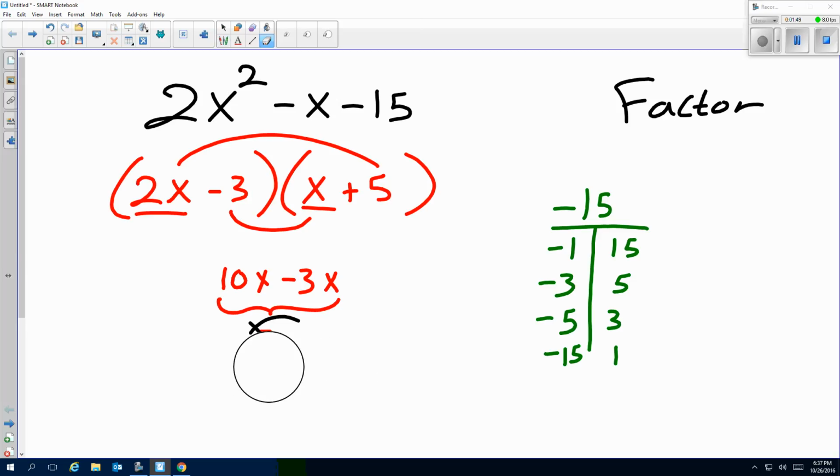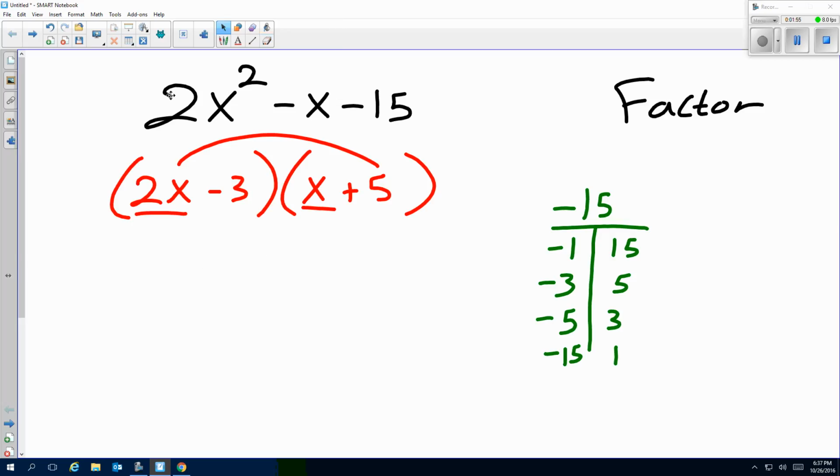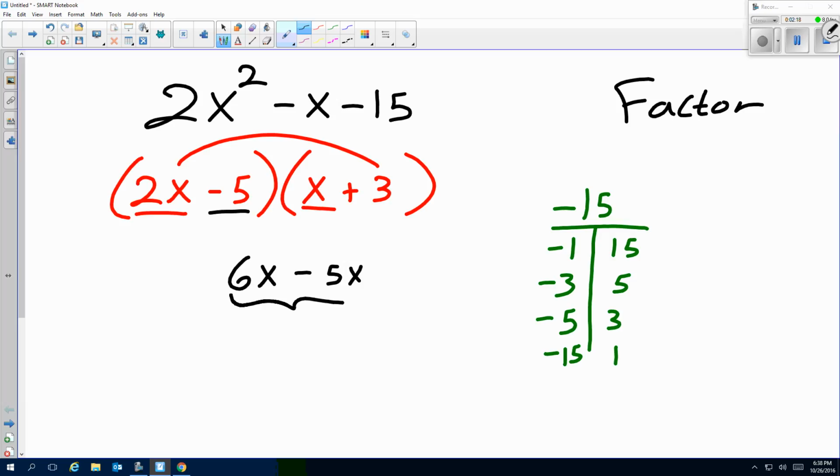So hopefully after we made that mistake, we didn't give up, and we tried something new. I'm looking at maybe switching these up. Make this the positive 3, and make this the negative 5. Same concept. 2 times positive 3 is positive 6. Negative 5 times x gives me negative 5x. When we combine these terms, we should have gotten positive 1x, which is still not what we want. Holy moly, that is not good.